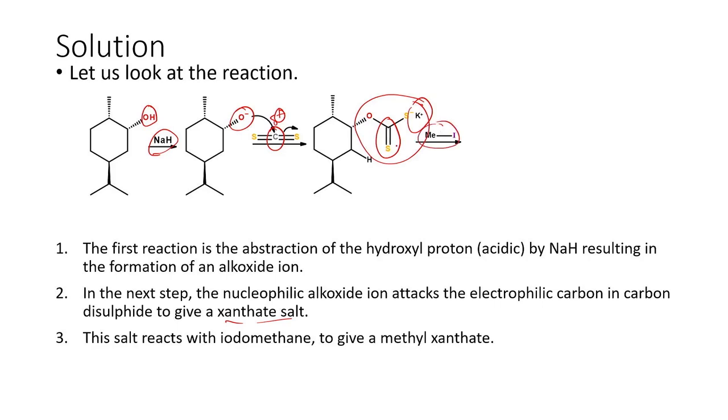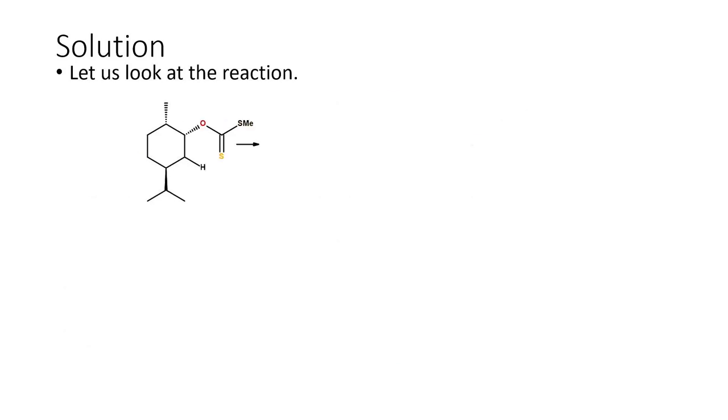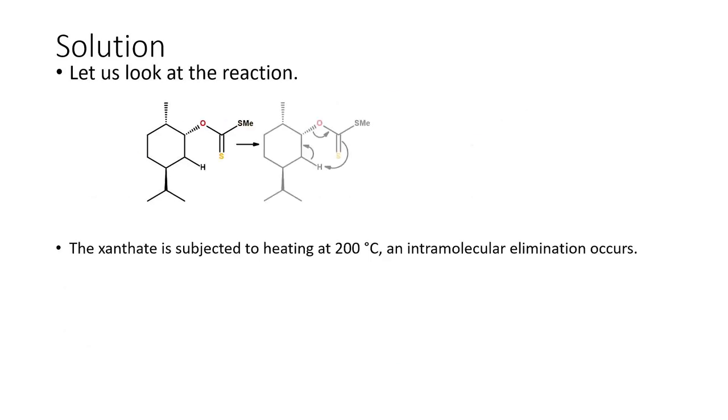the methyl iodide. See, this is very similar to our normal esterification type reaction. So, we end up with the methyl xanthate ester that is formed in this particular case. Once the methyl xanthate is formed, this, at a high temperature, that is 200 degrees, because the reaction is occurring at a very high temperature, undergoes an intramolecular elimination reaction.